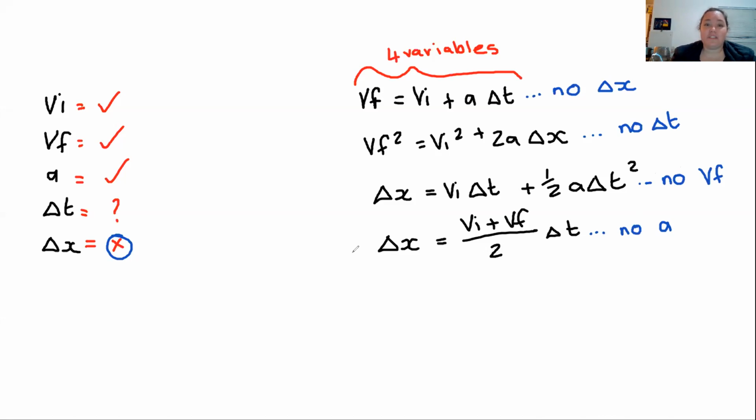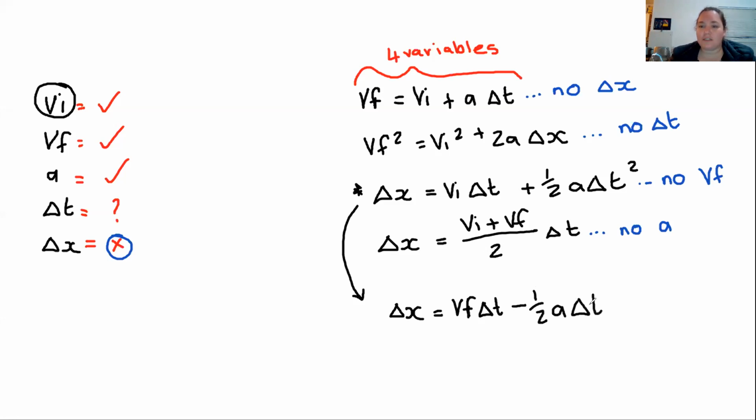Now, those of you that are smart may already be saying, surely if you look at all of those, there's no equation that doesn't involve VI. So some of you might assume that you can't do an equation without VI. There is an equation that looks almost identical to this one over here. I'm going to write it down, but please, you can't use it because it's not on your formula sheet. And that is delta X is equal to VF delta T minus a half A delta T squared.